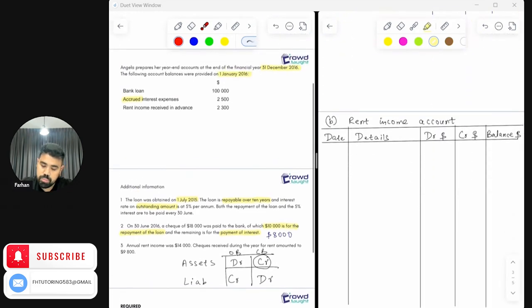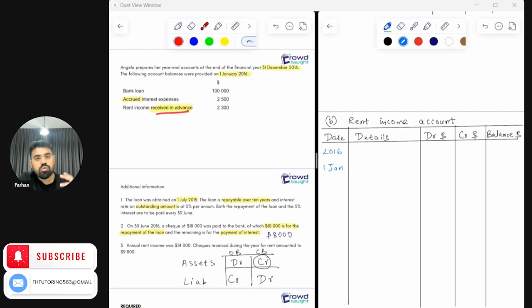Now, I have already prepared the outline here, and I'm going to do it with you. So let's see what's going on. First of all, we'll start with the opening balance that we are given at 1 January 2016. And we are given the balance for rent income received in advance. Isn't that so? Rent income received in advance.